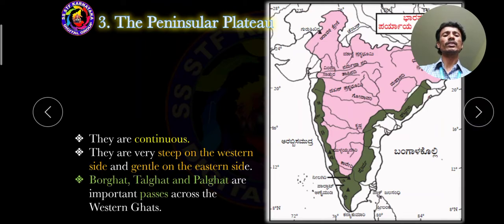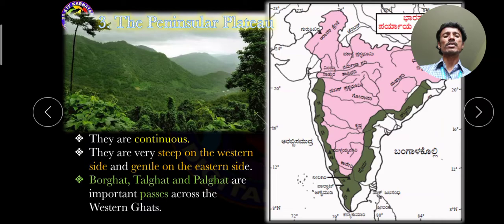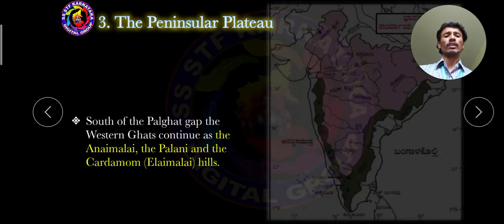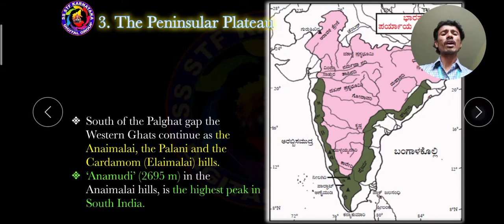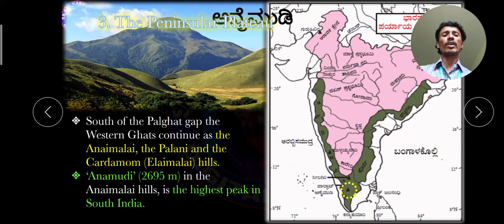And dear students, in the Western Ghats we can see some important passes: Borghat, Thalghat, and Palghat. South of the Palghat gap, we can see the Anamalai hills, with Anaimudi. It is the highest peak of South India.